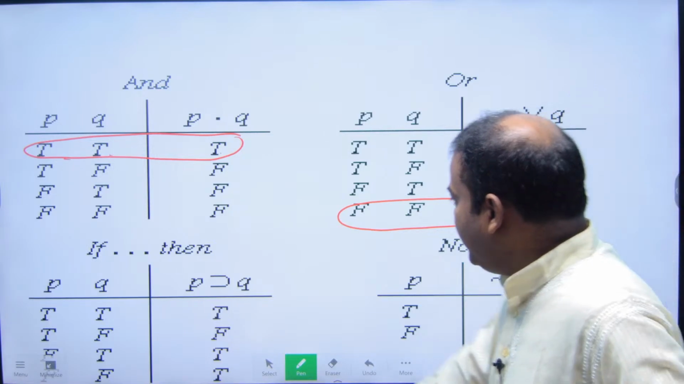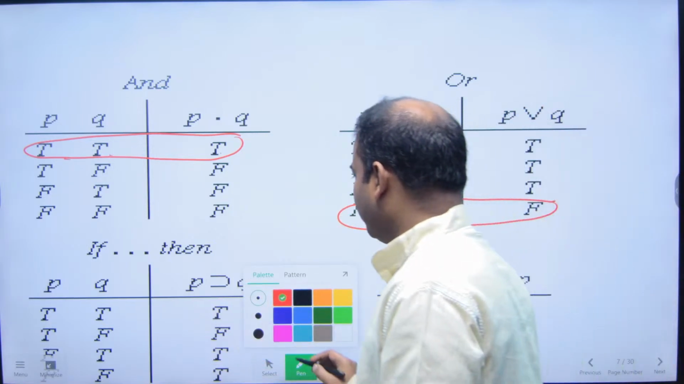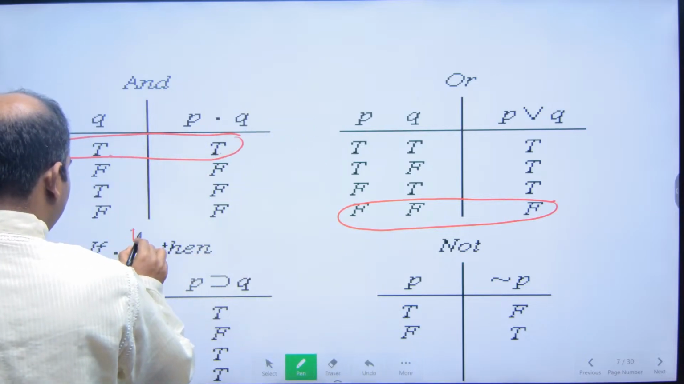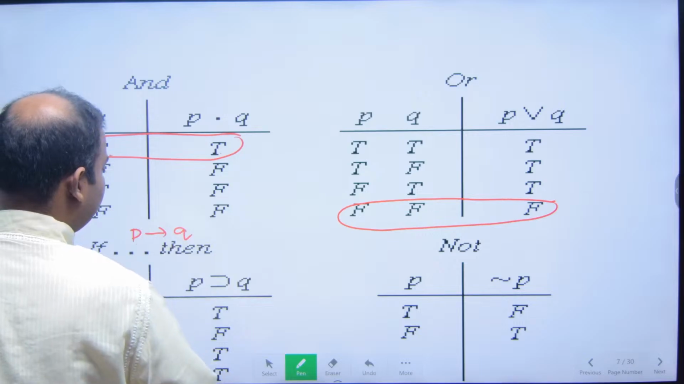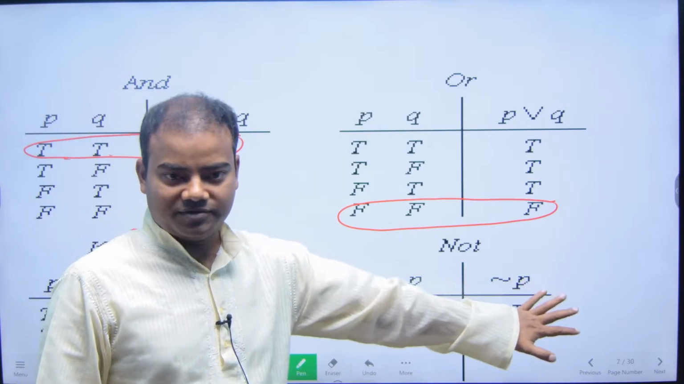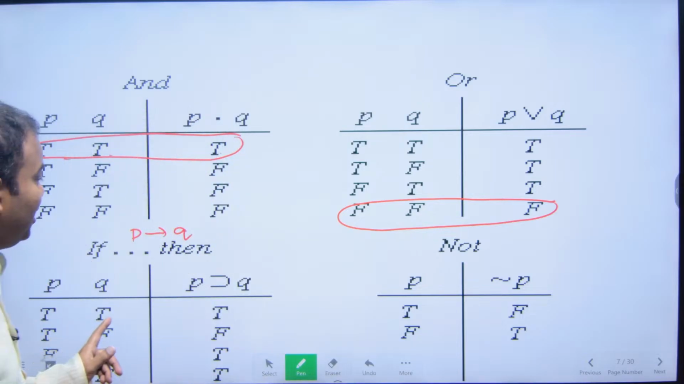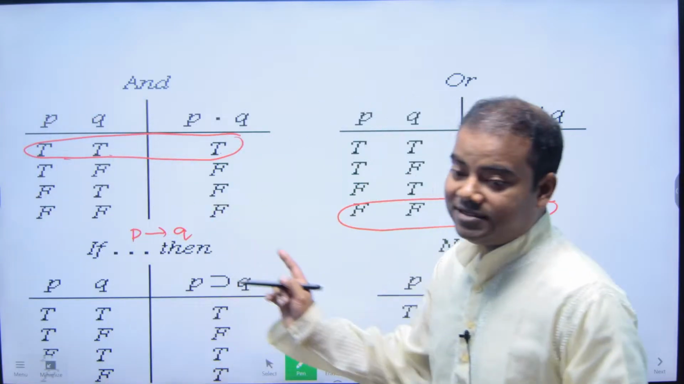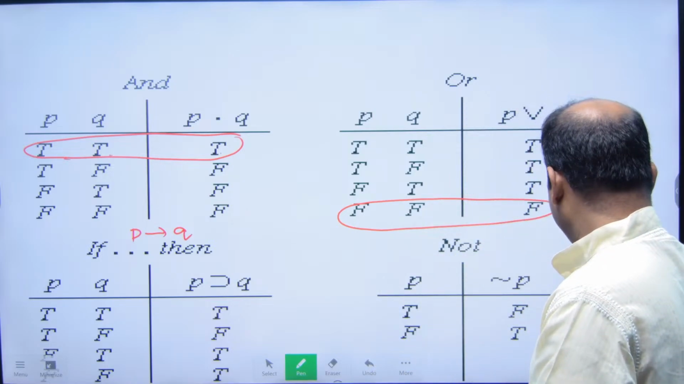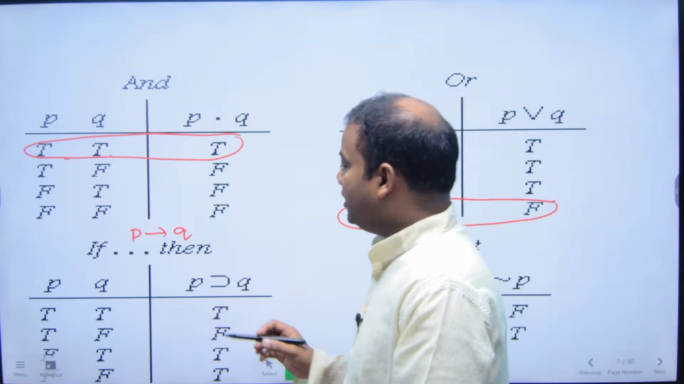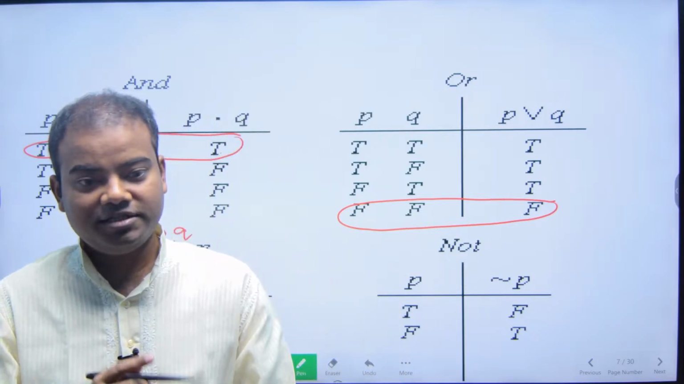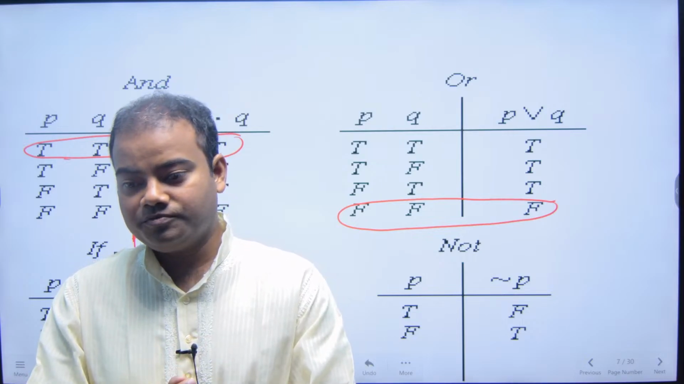Now if P then Q, this is an important thing. This is what? If P then Q. Not P means if this is true then that is false. So the most important and most tricky thing is the conditional statement. If P then Q. Now for a conditional statement, if P then Q is given and P is false, what is the truth value of if P then Q?